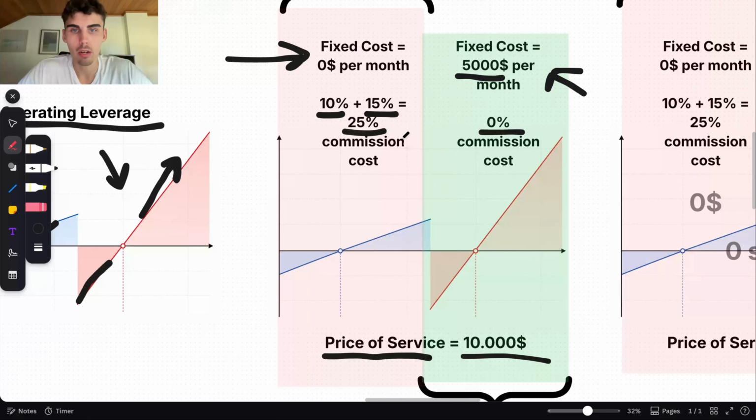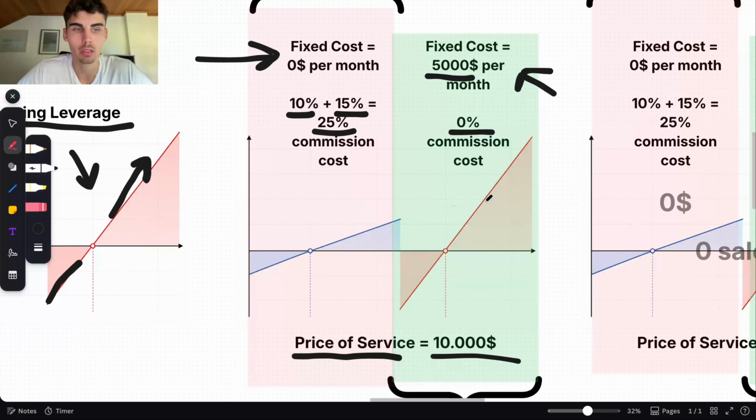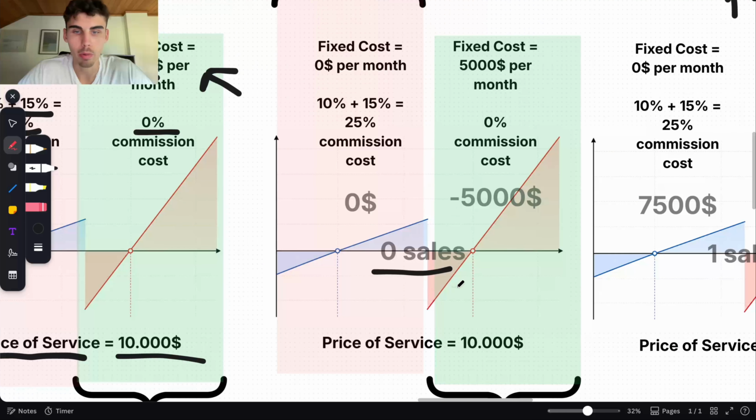So now let's look at how both of these businesses behave after we start making sales. At 0 sales per month, with the same price, same everything, this business is going to lose or gain $0 because it's all on commission. You don't have to pay your seller, your closer, anything. Why? Because you didn't make any sales, so you don't have to pay commission, $0. And this business lost $5,000. Why?